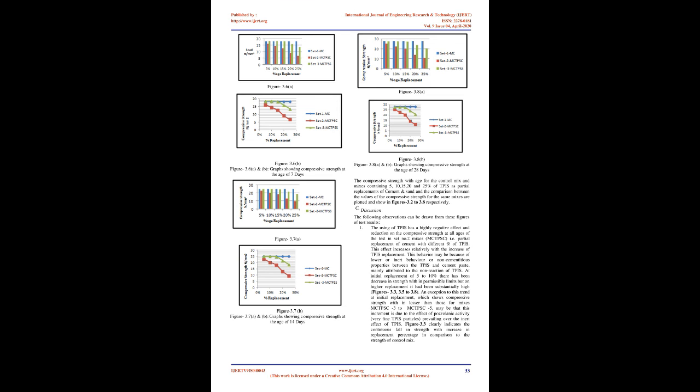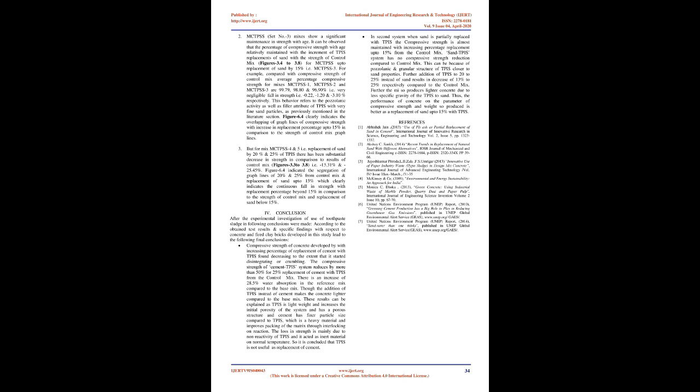3. But for mix MCTPSS4 and 5, i.e. replacement of sand by 20% and 25% of TPIS, there has been substantial decrease in strength in comparison to results of control mix, Figures 3.3 to 3.8, i.e. -13.31% and -25.45%. Figure 6.4 indicates the segregation of graph lines of 20% and 25% from control mix and replacement of sand up to 15%, which clearly indicates the continuous fall in strength with replacement percentage beyond 15% in comparison to the strength of control mix and replacement of sand below 15%.